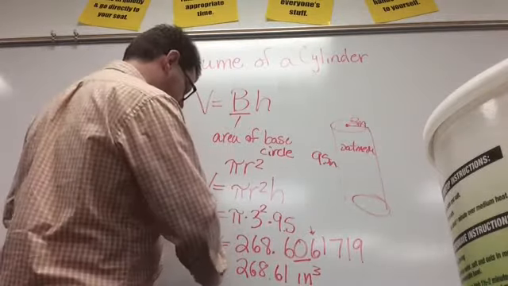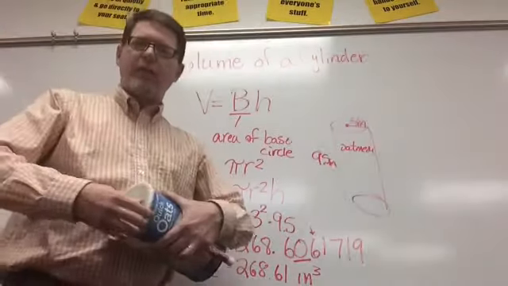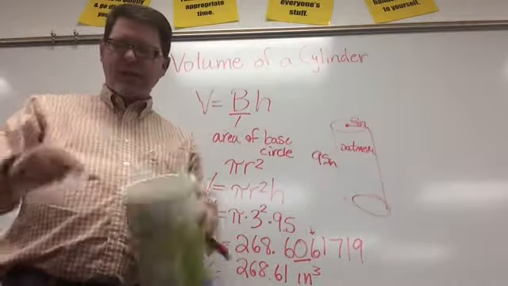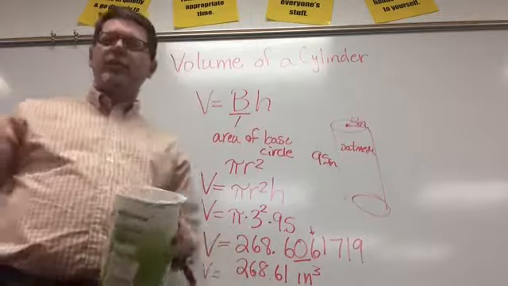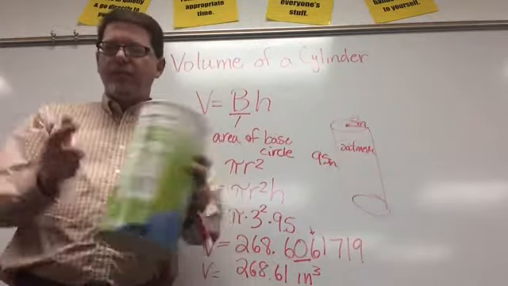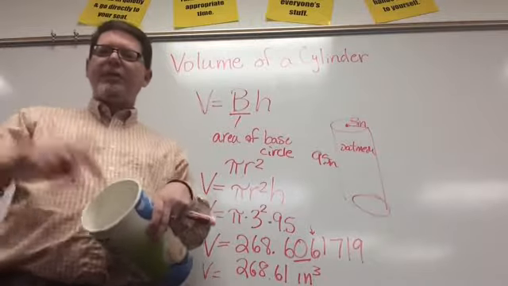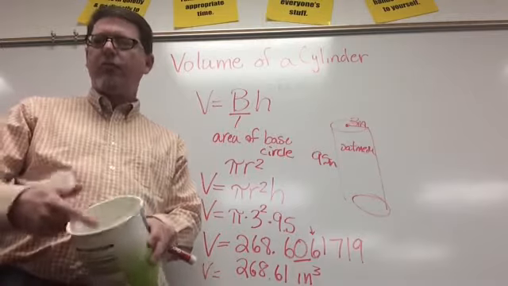Now, what's that whole inches cubed thing stand for? When we talk about inches cubed, we're talking about if I took a cube that was 1 inch on each side and stuck it into this oatmeal container, I could fit 268.61 of them in there. Now we have to shave some sides and smush them in and all that kind of stuff, but that's exactly how many would fit inside this oatmeal container.